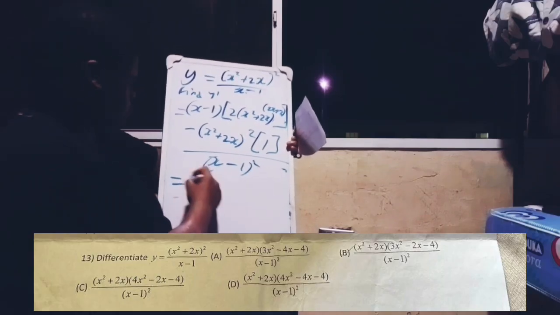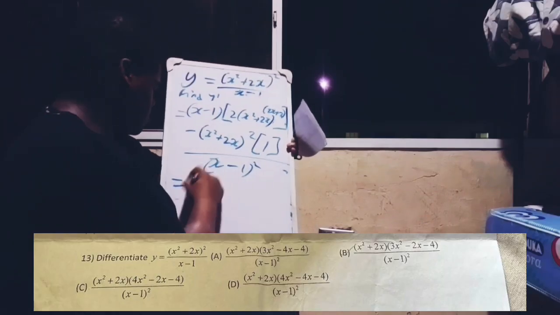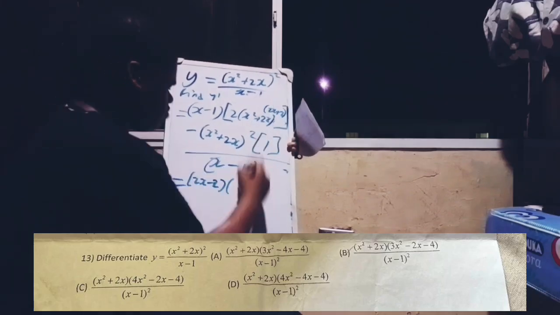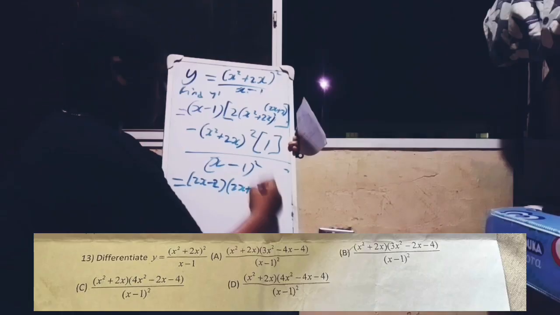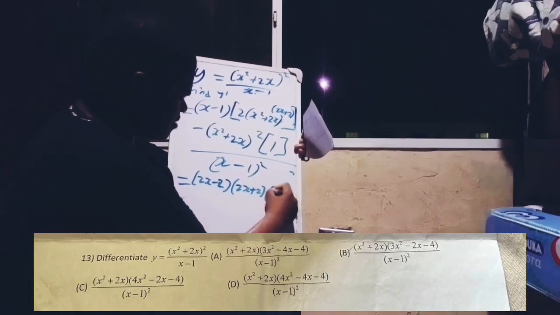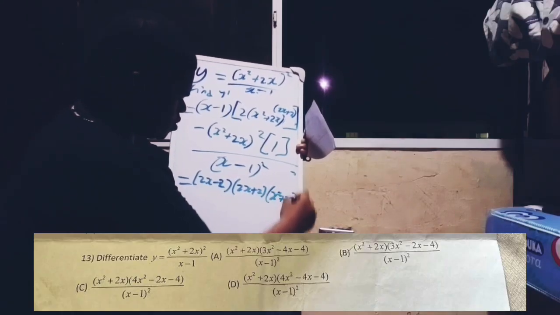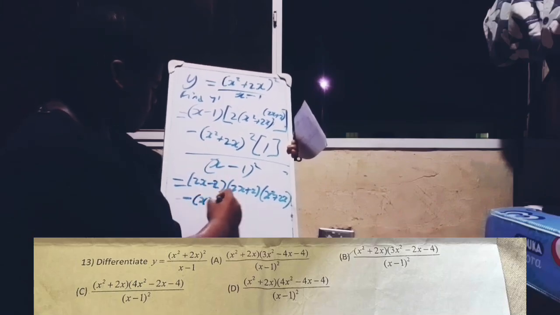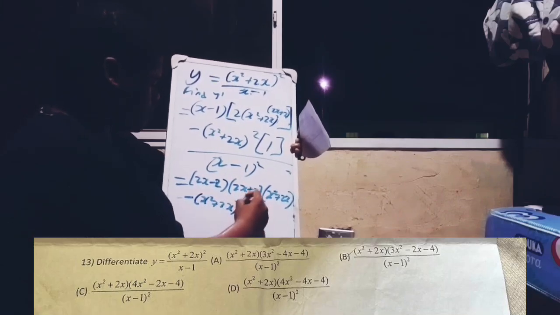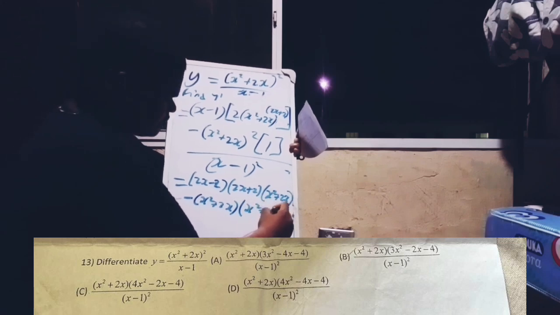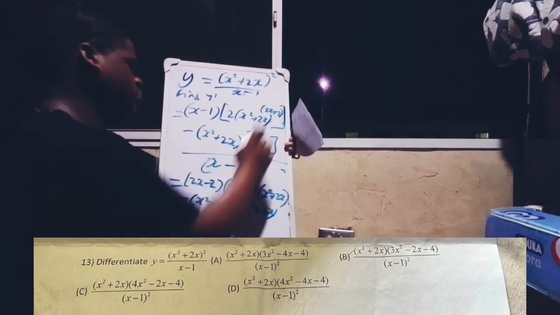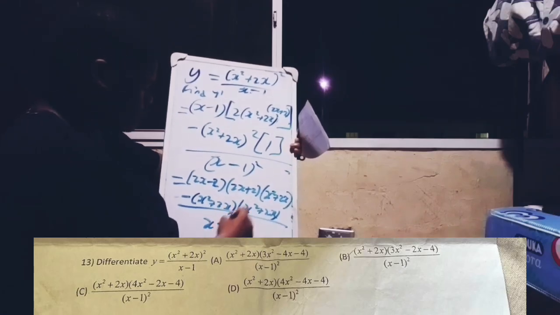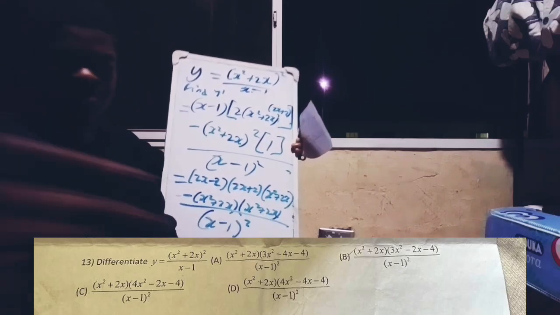This is going to equal (x minus 1) times 2, which is the same thing as 2x minus 2, times (2x plus 2) times (x squared plus 2x), minus (x squared plus 2x) all squared. Because it is (x squared plus 2x) all squared, that's (x squared plus 2x) times (x squared plus 2x), divided by (x minus 1) all squared.